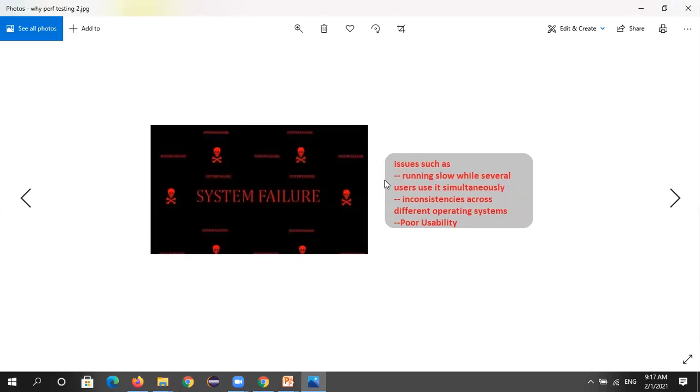See here. The system failure issues are like the system running slowly while several users use it simultaneously, inconsistency across different operating systems, and poor usability. To find out all these things, we do performance testing.